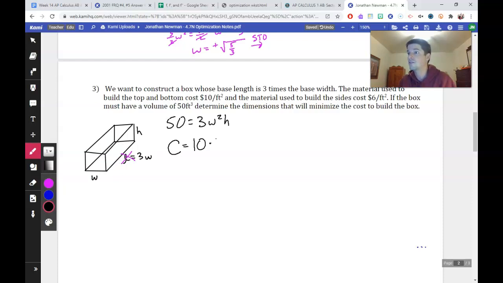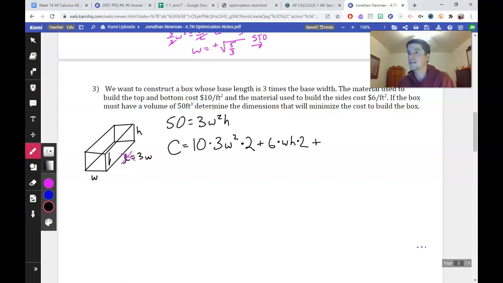So I'm going to have W times 3W, that's 3W squared, and I need to multiply that by 2 because I have 1 on the bottom and 1 on the top. Okay? Then we're going to add to that 6 feet for the sides, and each side is a little different, so let's do the front first. The front and the back are actually the same. They're going to be width times height, okay? So 6 times width times height, and there's 2 of those, so we're going to multiply that by 2.